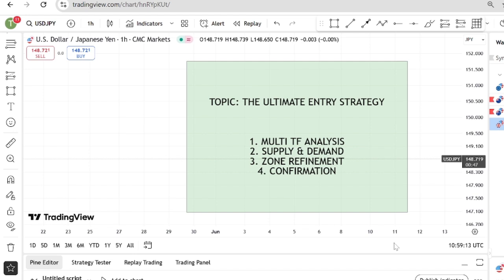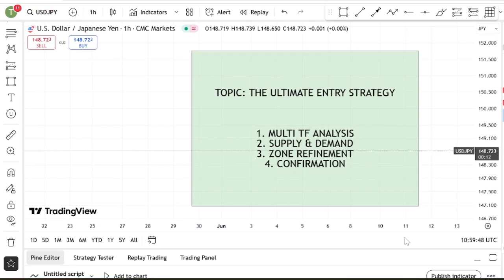Okay, welcome to class today. Today our topic is the ultimate entry strategy, and that's what we'll be looking at. So first, what is this strategy all about, and what will we be looking at in today's class? Under this strategy, number one, multi-time frame analysis. Number two, supply and demand. Number three, zone refinement. And the last one, confirmation entry.